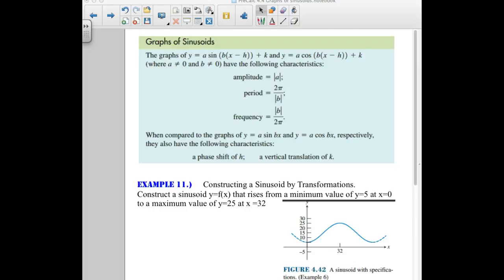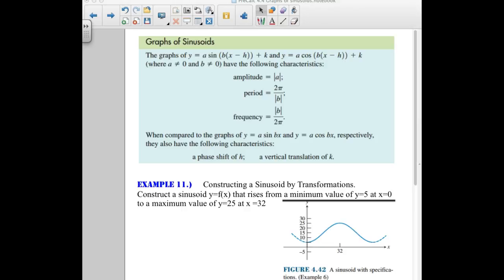All right, this is the last part of our 4.4 notes for pre-calc. The first chart here just gives you kind of a summary. They're talking about both sine and cosine graphs. We've mentioned that sinusoids refer to both of those because a cosine is just a phase shift of a sine curve. They have the following characteristics.